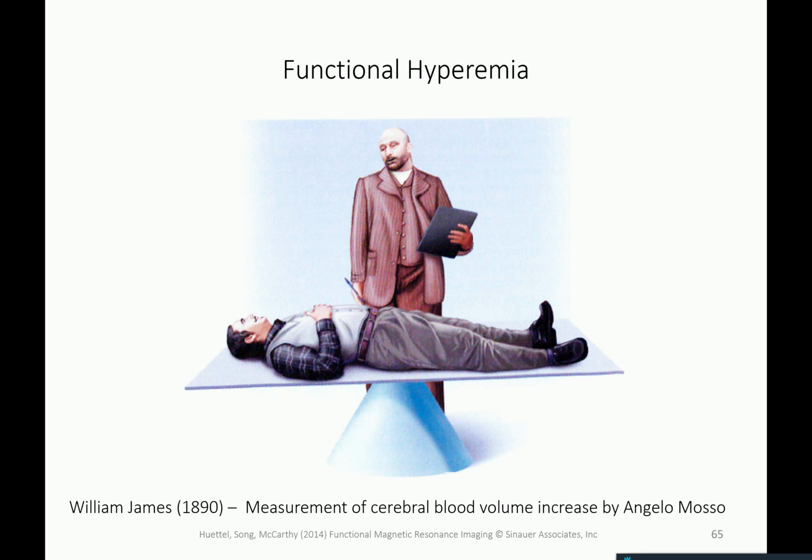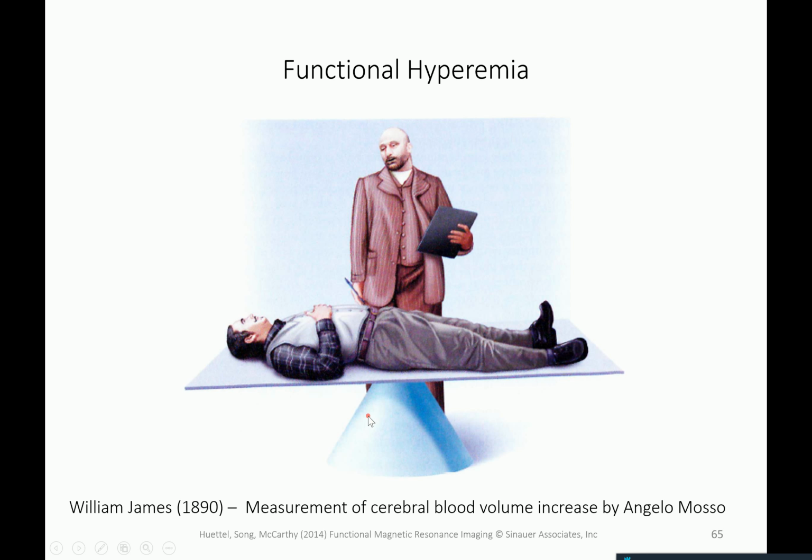The first slide on functional hyperemia shows something discussed in the Huettel that William James, one of the founding fathers of psychology, at least that's what I believe, because I didn't study psychology. William James apparently describes this measurement of cerebral blood flow volume increase by Angelo Mosso, and the idea is that there's a participant who lies down on this table. This is Angelo Mosso or Putin. I'm not quite sure who it is, but it's one of them.